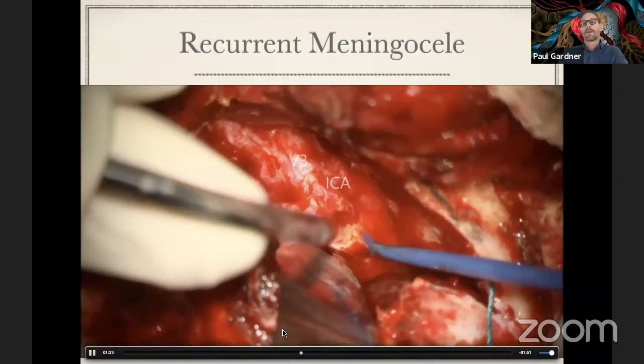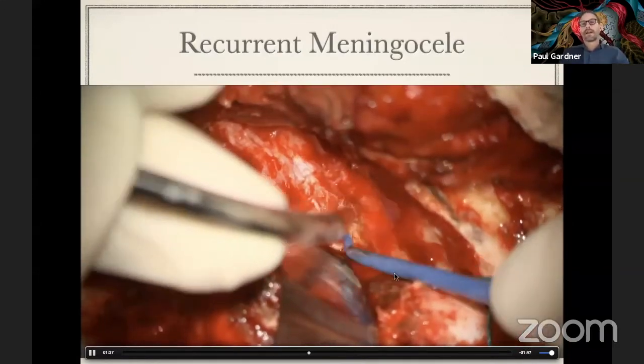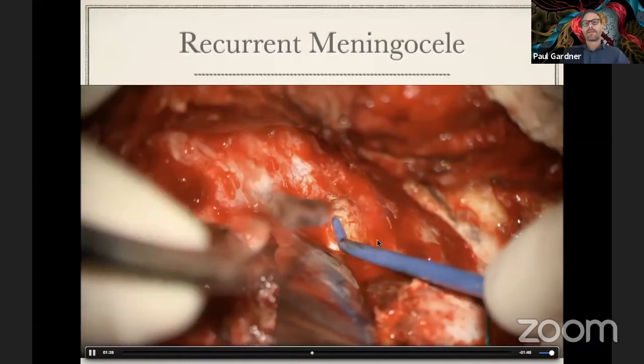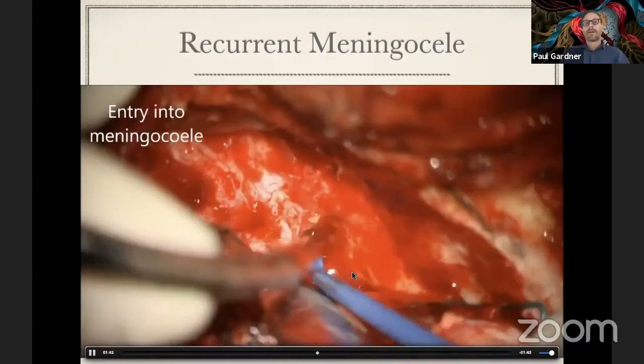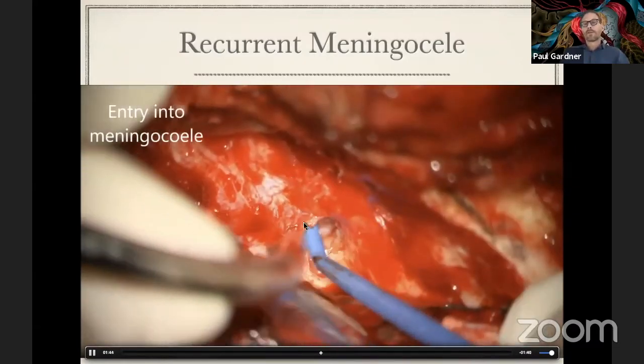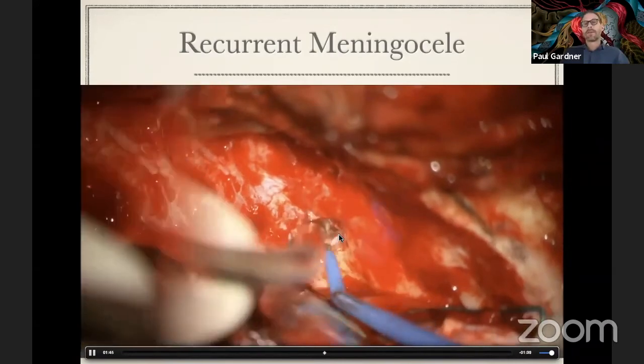Here we can see our landmarks for the petrous rhomboid. We can see how actually this meningocele has worn away. Now the repair previously was simply done by placing a bit of tissue on top of this, but the true defect is actually deep and posterior.